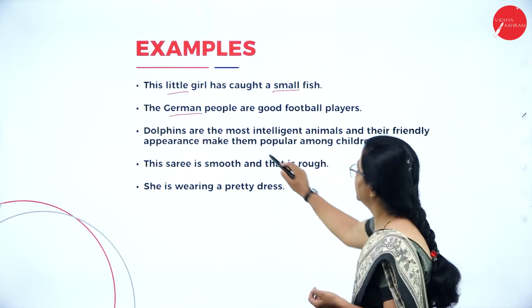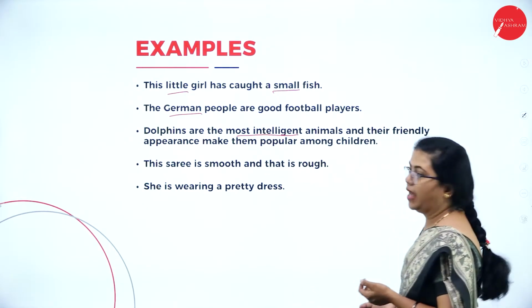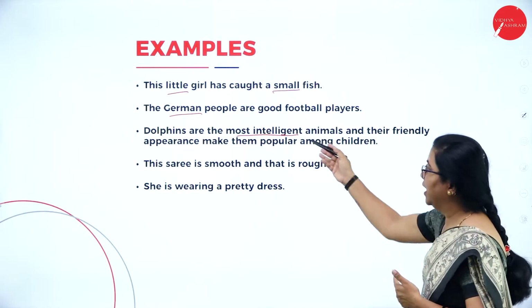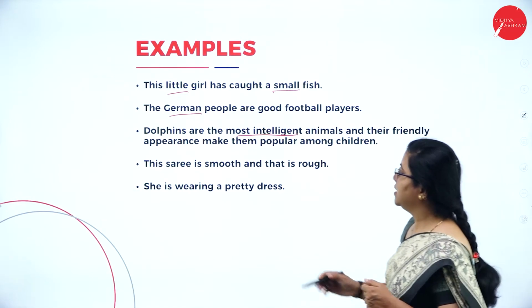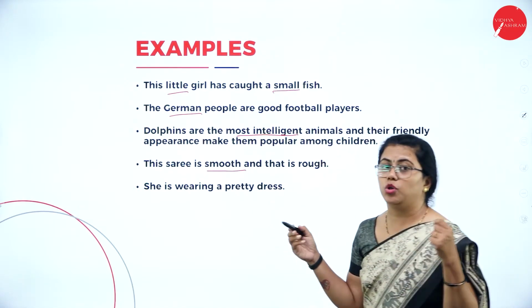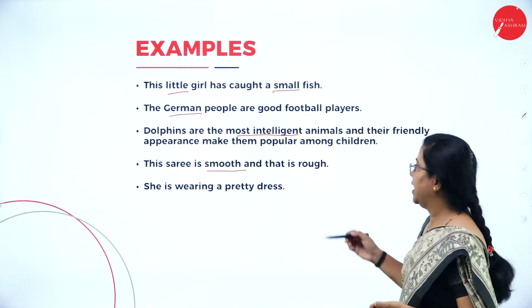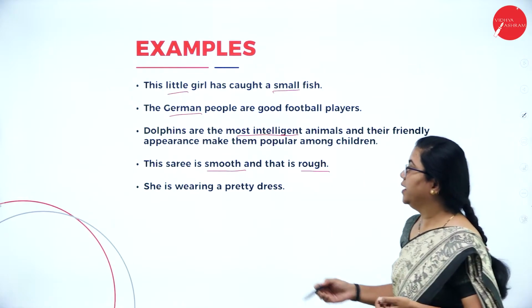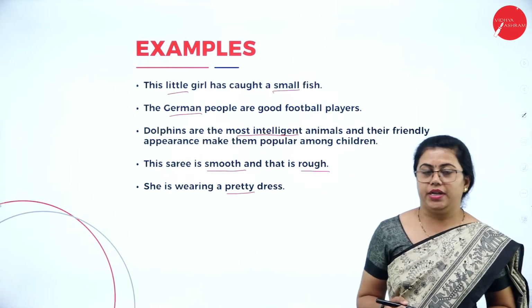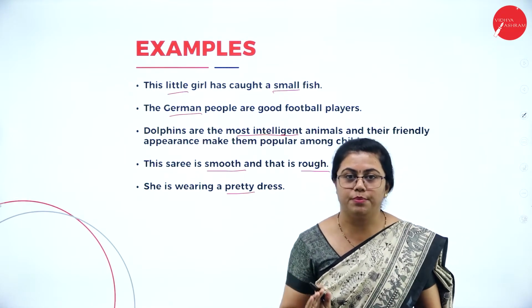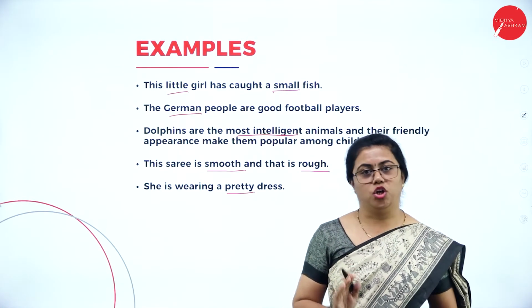Then you have this most intelligent. What kind of animals? It is talking about the nature. Most intelligent is the nature of dolphins. This saree is smooth. It is talking about the texture of the saree, and that is rough. This also. And she is wearing a pretty dress. What kind of dress? It is a pretty dress. So these are the examples of adjective of quality.